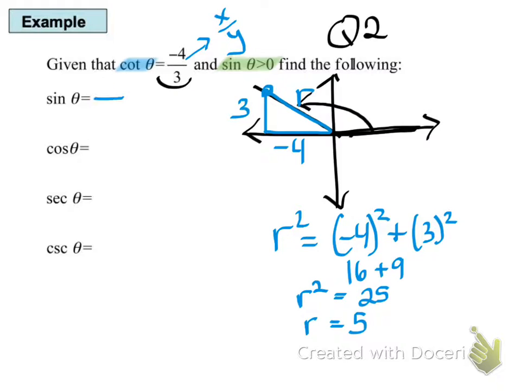So let's see, sine. Sine is y over r. Y is positive 3 in this case, and r is 5. Sine is done. Cosine. Cosine is x over r. In our case, x is negative 4, and 5 is r. Secant is just the reciprocal of cosine, so I'm simply going to flip that upside down, get negative 5/4. And last but not least, cosecant, reciprocal of sine, so 5/3.